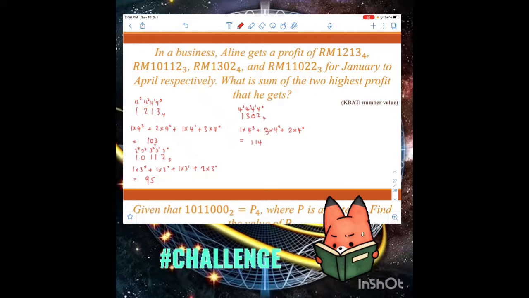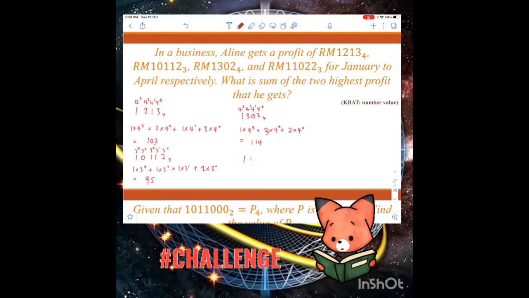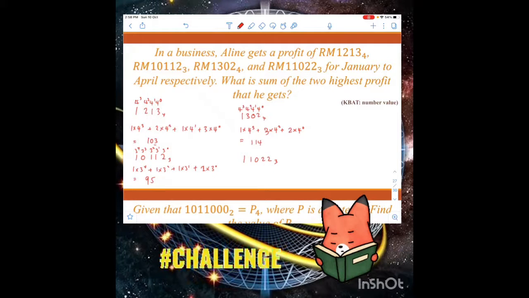Now you can see that 95 is already out of the equation because it is lower than these two answers, 103 and 114. Then we still have to check the last value that has been given to us, because it still has a chance to be the highest. We don't know, because it is in base 3. Okay, base 3. So 11022 base 3. Same as the previous examples, we're going to write the powers of the base 3 numbers.